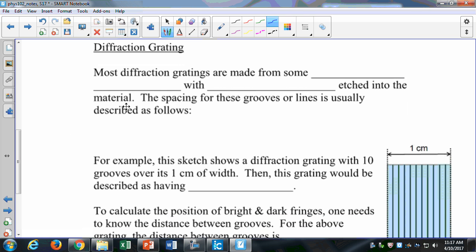All right, let's look at diffraction gratings. Diffraction gratings work out almost identical to the double slit. In fact, they will work out identical with one small caveat. When I have a diffraction grating, I'm not going to measure the separation between the slits, but I have to calculate it in a slightly different way. Most diffraction gratings are made from some transparent material.